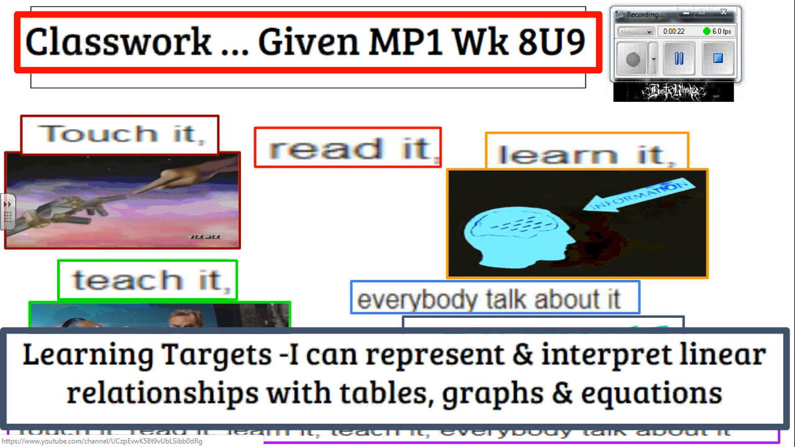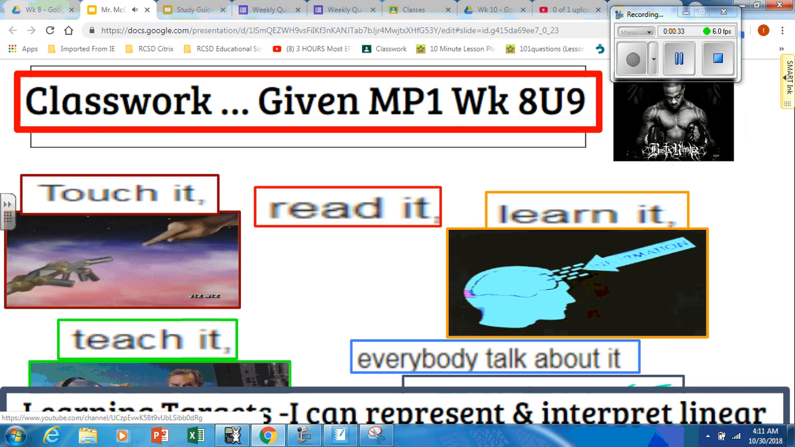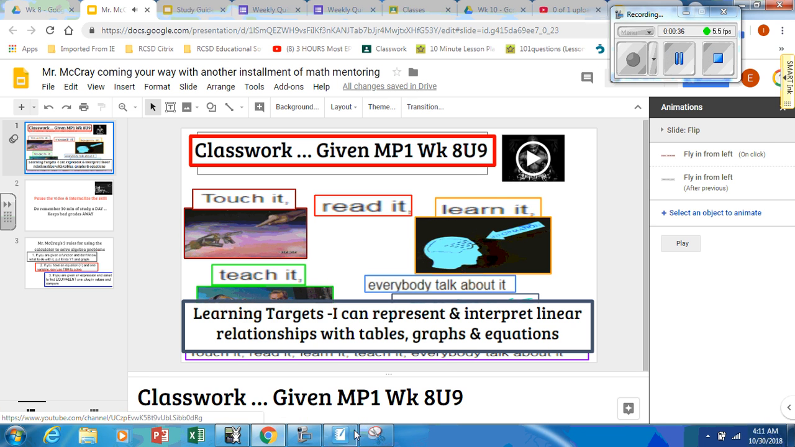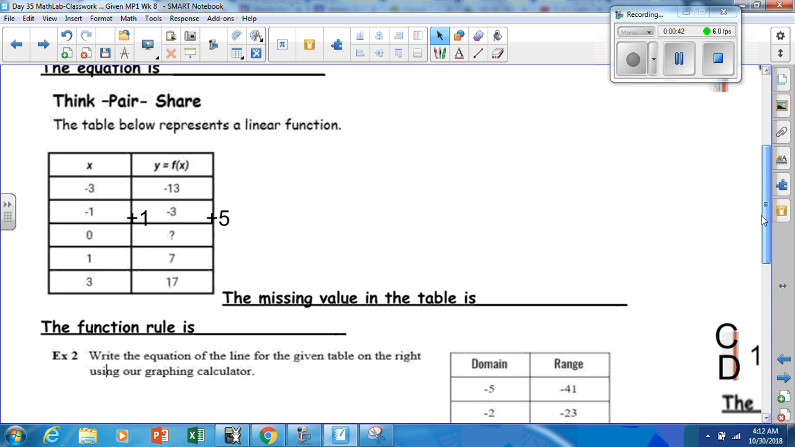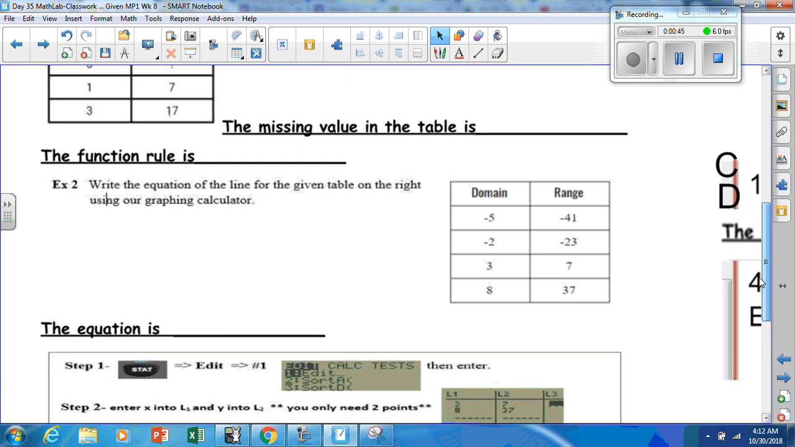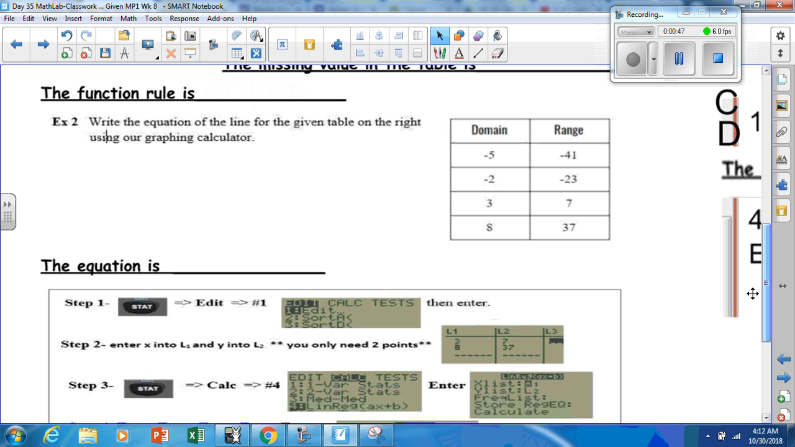All right, in our last question, we were asked to find a missing value, which gave us an opportunity to review the y-intercept. In this question, read with me as I read aloud: write the equation of the line for the given table on the right using a graphing calculator. Okay, guys, we've been at this for a while. This is kind of easy peasy.